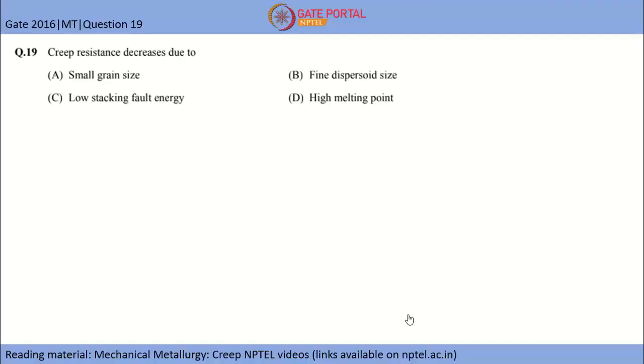This is question number 19, GATE 2016 Metallurgical Engineering. Creep resistance decreases due to A. Small grain size, B. Fine dispersoid size, C. Low stacking fault energy, D. High melting point. So firstly, what is creep?